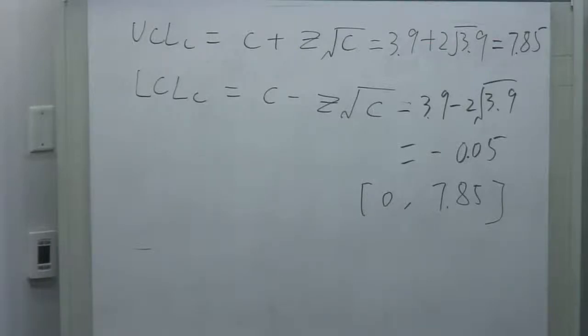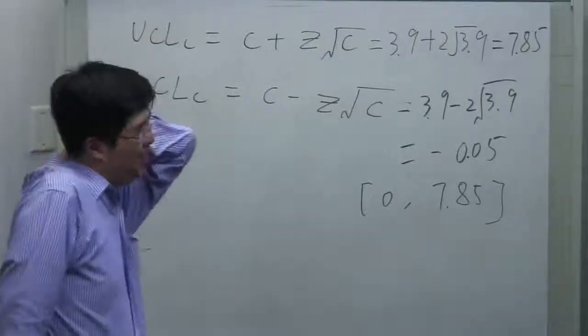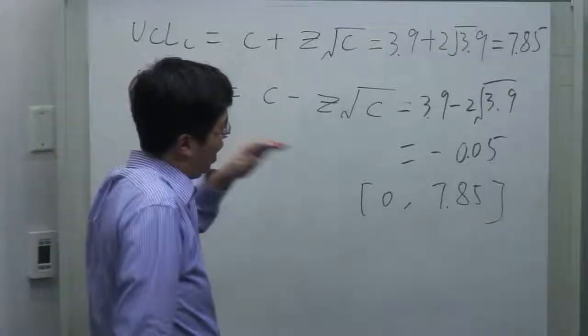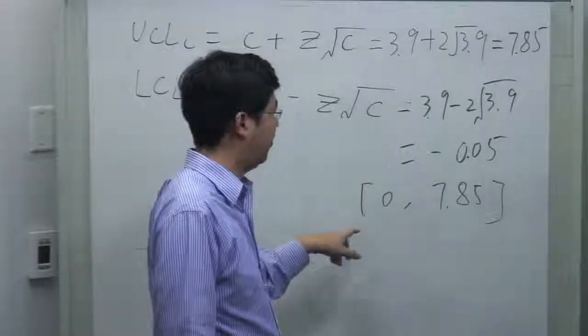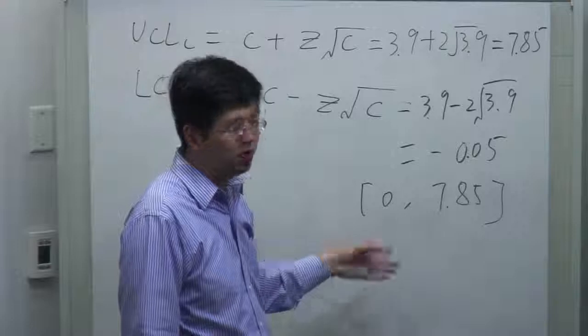So questions? On the homework, if we're given a problem like this, would we give the answer but just say the range is from 0 to 7.85? I would still prefer you calculate the negative number, but for the final answer of the range, the lower number is 0.